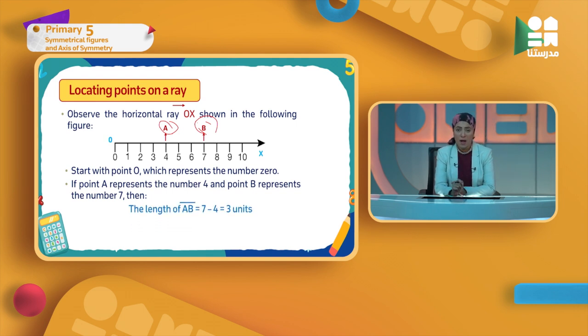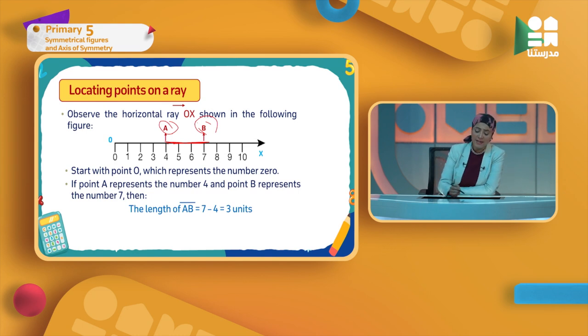Then the length of the AB line segment. I want to know the length of the AB line segment, from the point 4 to the point 7, how many units is it? Then this is what I do. I will subtract the two points from each other. This will give me the number of units that I want, or the length of this line segment. We have the larger point B at the 7th unit and the smaller point A at the 4th unit. So 7 minus 4 is 3 units.